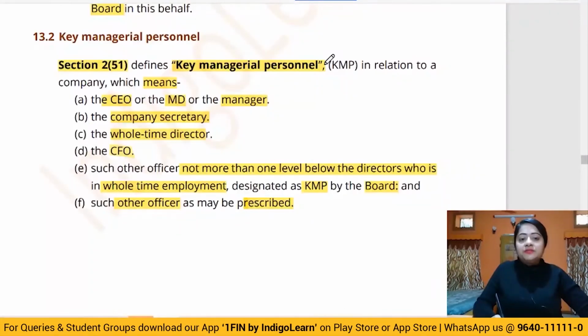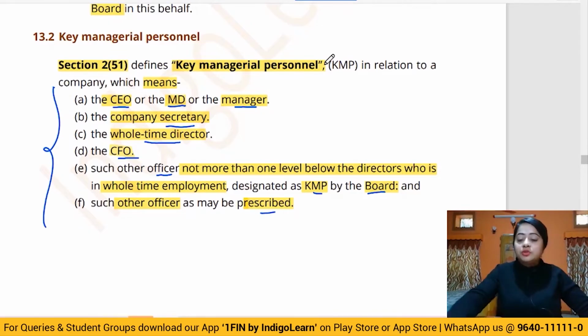Let's repeat, either the chief executive officer or the managing director or the manager or the company secretary or the whole-time director or the chief finance officer or any other officer who is in whole-time employment of the company, not below one level below the directors, who is also designated as a key managerial person by the board or any other officer prescribed. These are the key managerial persons. They can sign on the documents on behalf of the company.